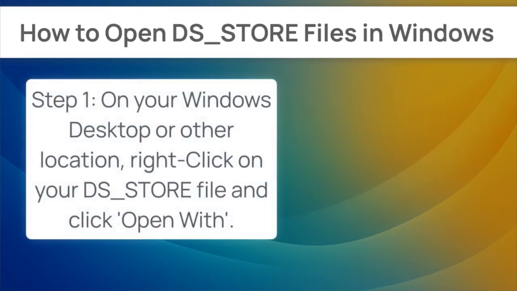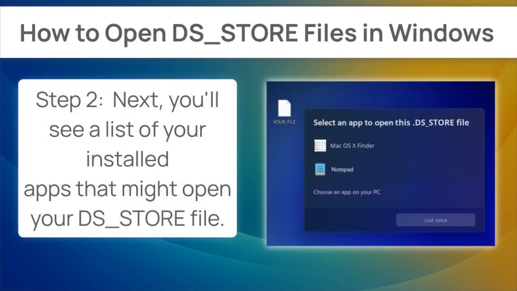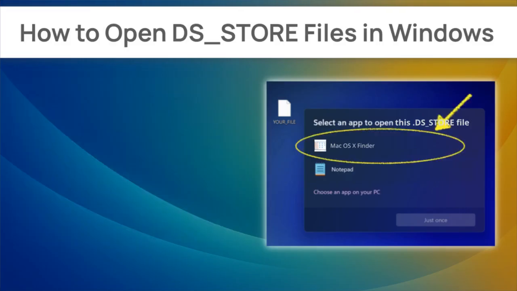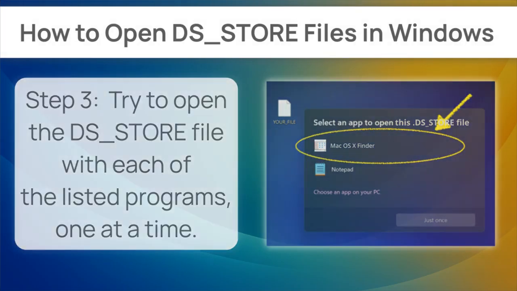To bypass the file format error, right-click the DS Store file and choose Open With. Prioritize macOS X Finder if available. If absent, choose another application. We are searching for the correct file association.